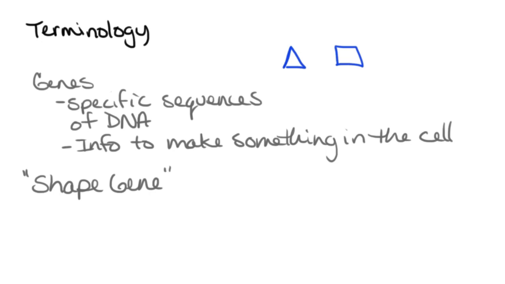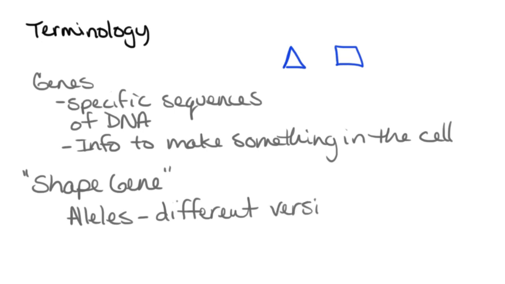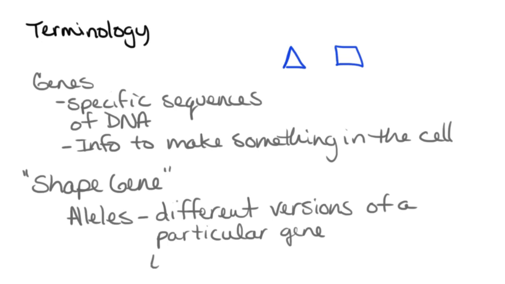Now we can have different versions of that. So versions of the gene are what we call alleles. So alleles are different versions of a particular gene. And in this example, we have two versions. We have triangle and square. Now, you may have more versions than that possible.